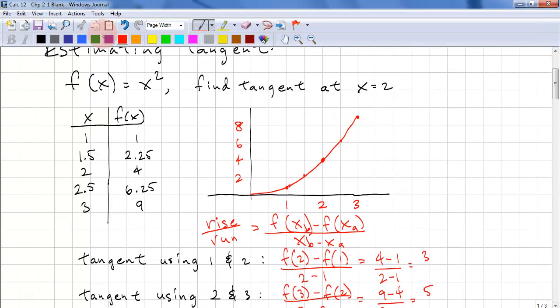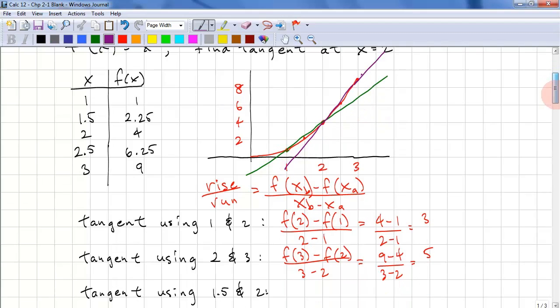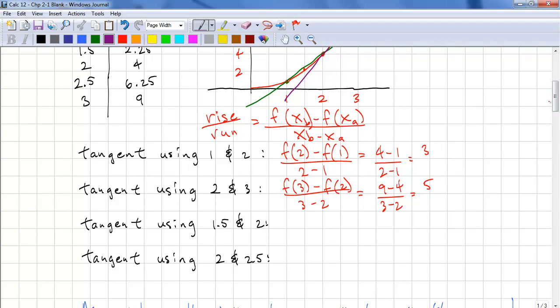So if we look here, we can see the first one as being this, and the second one being this. You would expect the actual slope of the tangent to be in between these values. But let's look at some more values first.